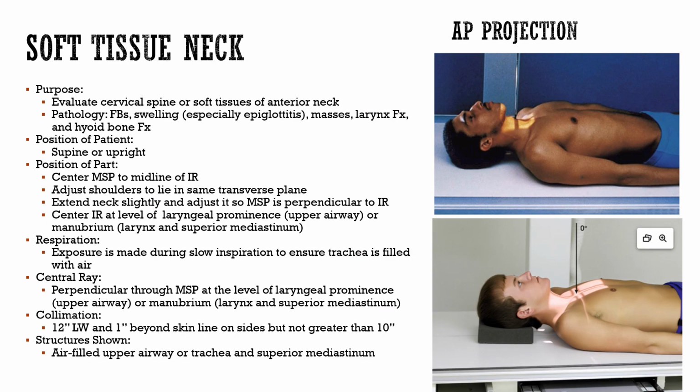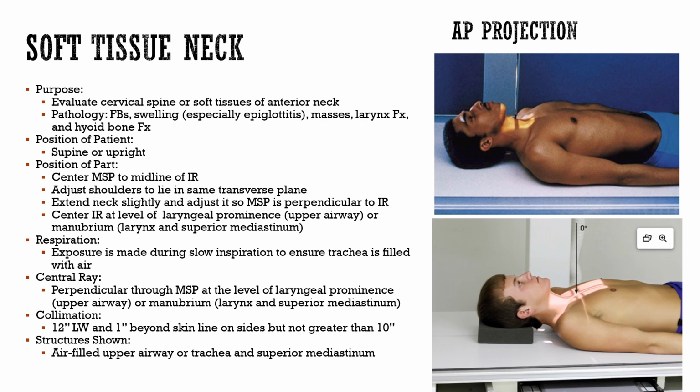Soft tissue neck images can involve both an AP and a lateral projection. In the AP projection, we're going to evaluate the cervical spine or soft tissue next to the anterior neck. We could be looking at pathologies such as foreign bodies with swelling, especially the epiglottis. They could be evaluating masses, larynx fracture, and hyoid bone fracture. The exam can be performed upright or supine.